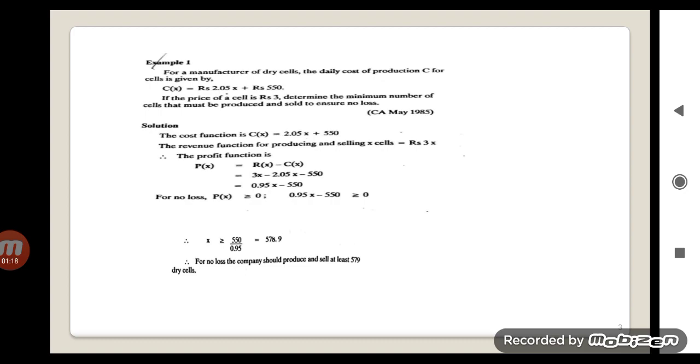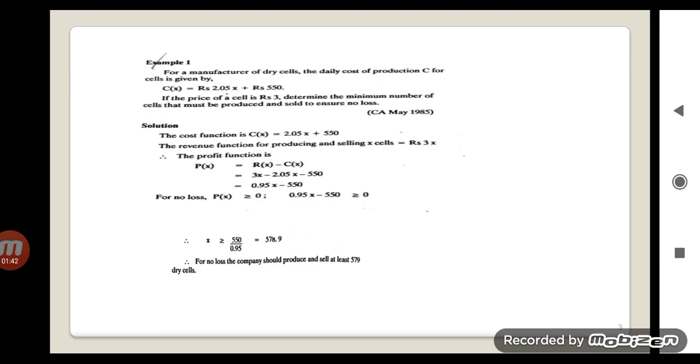My profit function is calculated by subtracting cost function from the revenue function. Revenue function is calculated by using the formula x into p. Here the price per cell is 3, so my revenue function is 3x. If I solve rx minus cx, I get the value 0.95x minus 550.